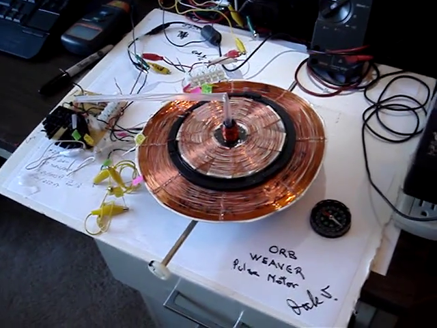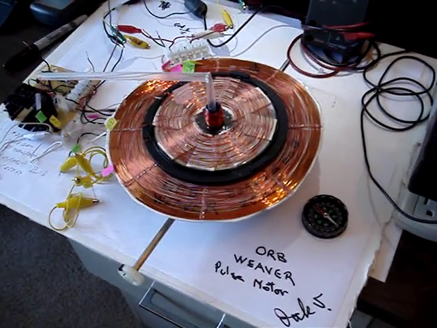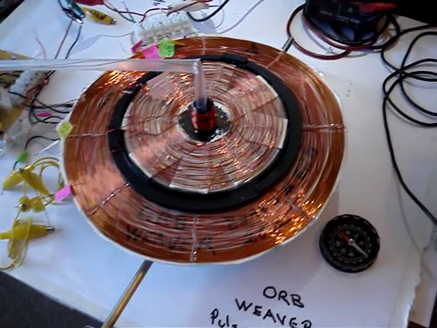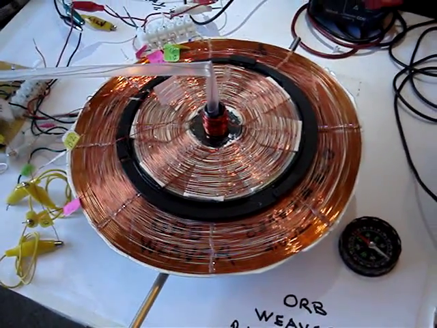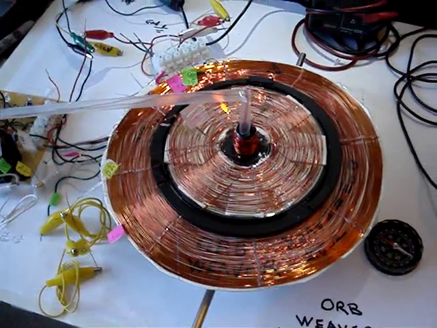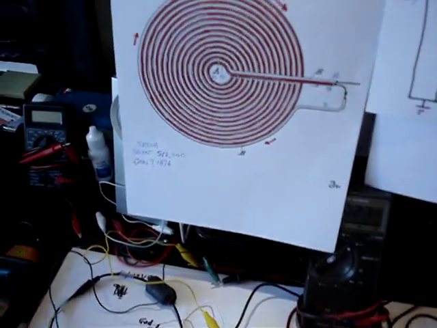Hello, this is Jack. I have built this Orb Weaver flat spiral coil. Actually, there's two coils there. And I thought that I would work with this a little bit before I moved on to some other things.